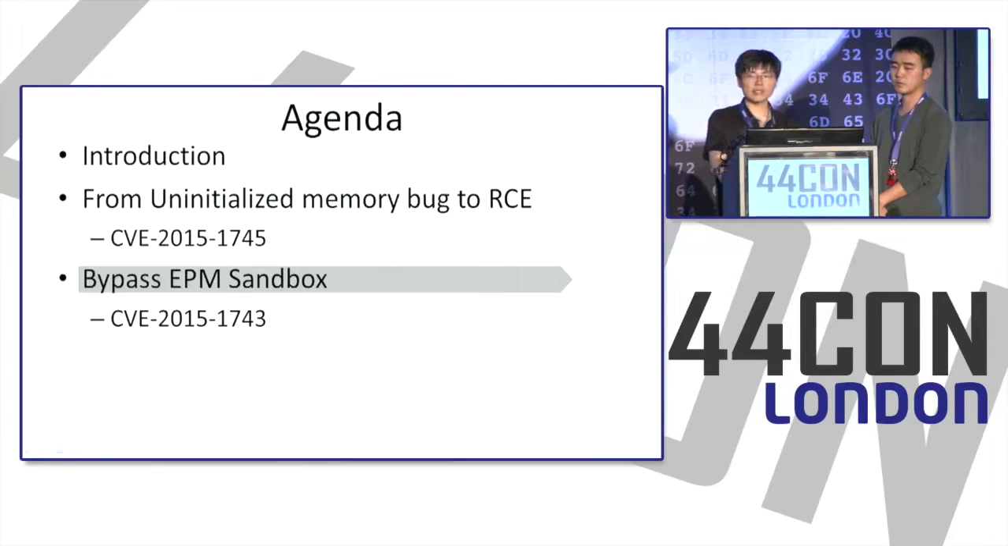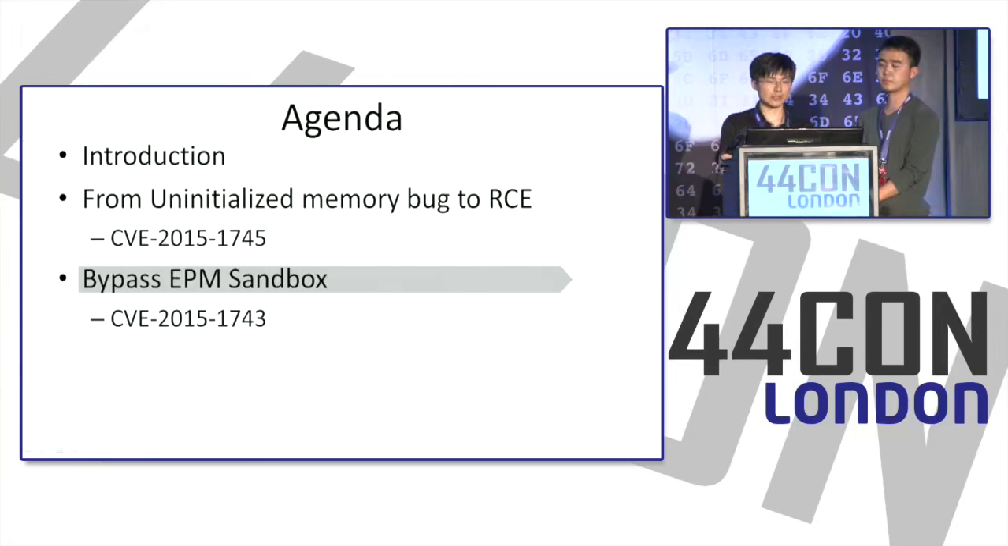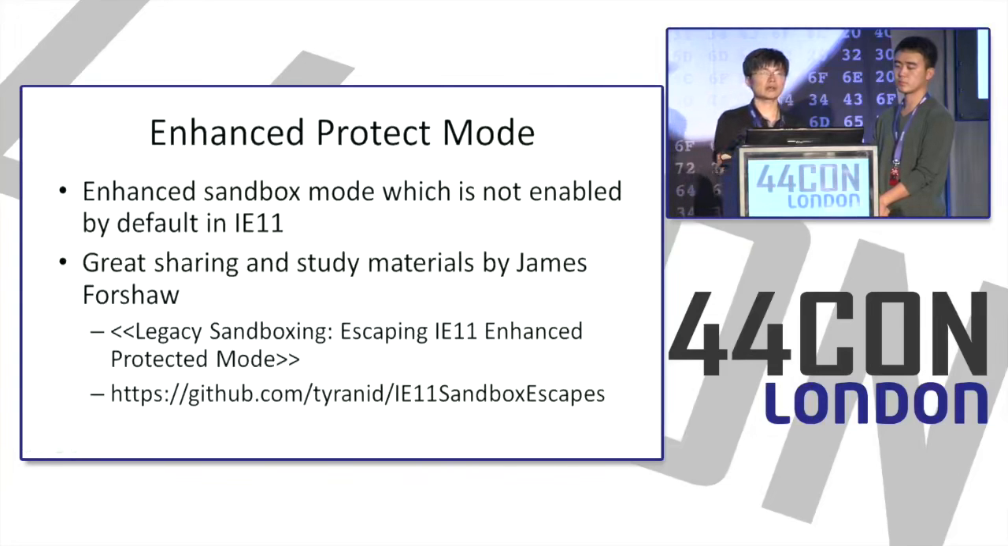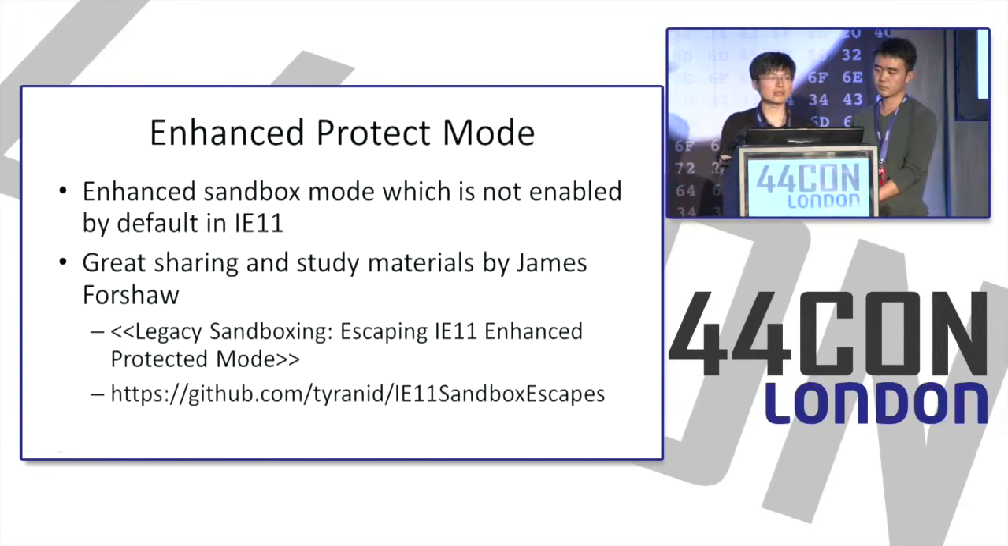So this is the second bug we used in the exploit. We use it to bypass the EPM sandbox. Enhanced Protected Mode is a security feature that was introduced in Windows 8. And by default, Internet Explorer 11 does not enable Enhanced Protected Mode. And James Forshaw has a very nice introduction and very good examples on how to bypass the EPM sandbox.